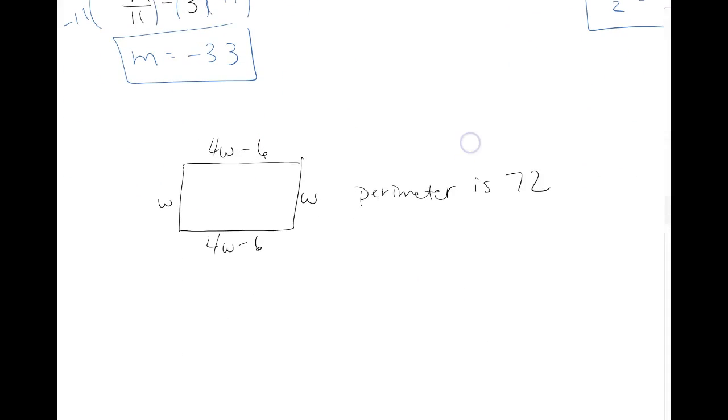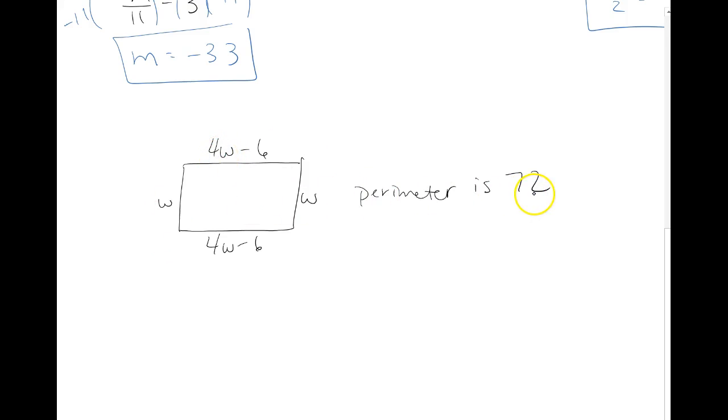Okay, the last problem, I have already read it and I've already set up the picture. Now you may have used an x or some other variable, and that's okay, but this is the description of the problem. A rectangular fence, the length is 6 less than 4 times the width. And so here's my picture.